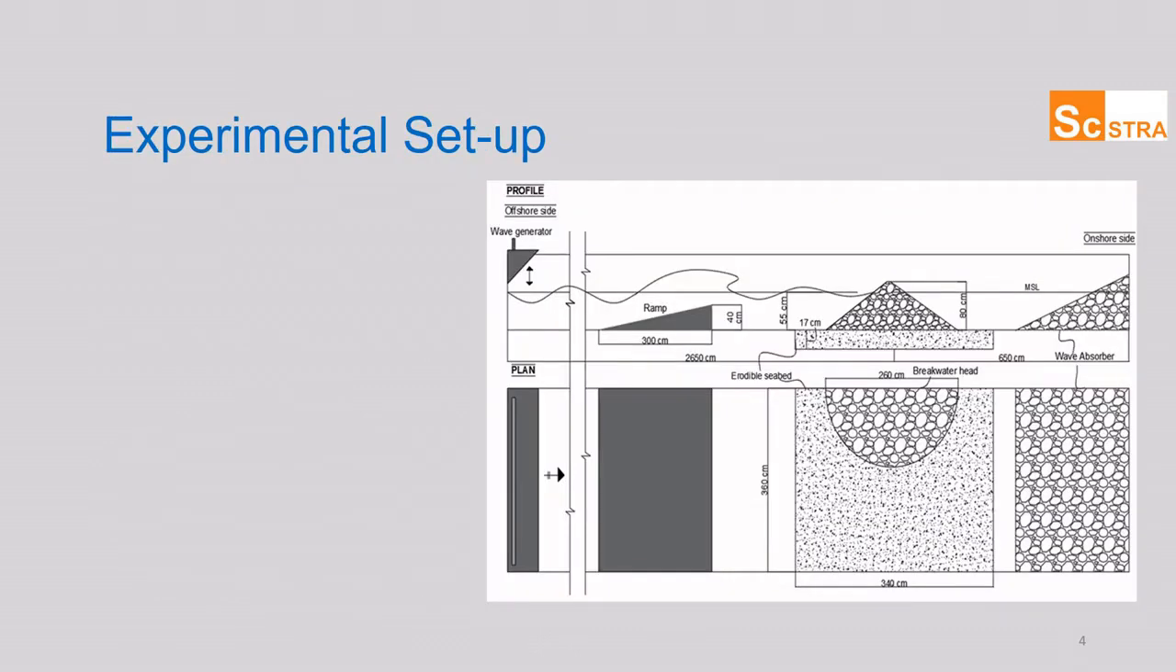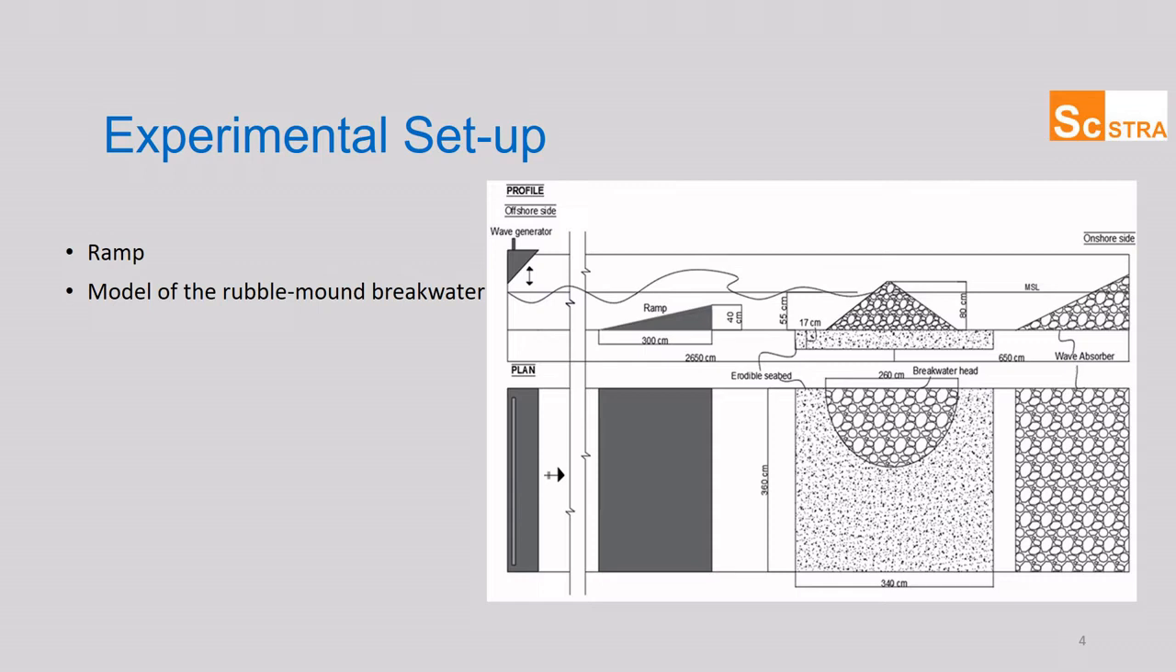Experimental setup. The experiments are conducted in a wide wave channel located in the Dokuz Eylul University Hydraulics Laboratory. The wave channel has a length of 33 meters, a width of 3.6 meters and a depth of 1.2 meters. In the open sea part, the offshore side of the wave channel, there is a plunger type wave generator to generate regular waves.